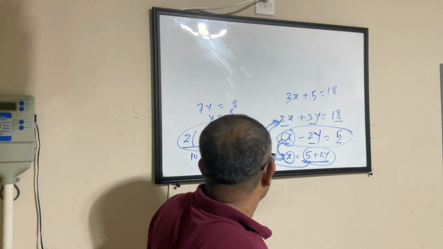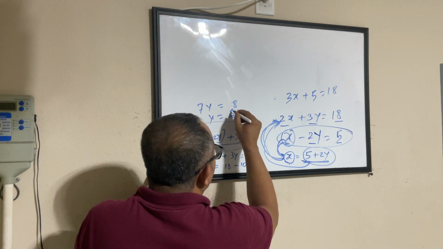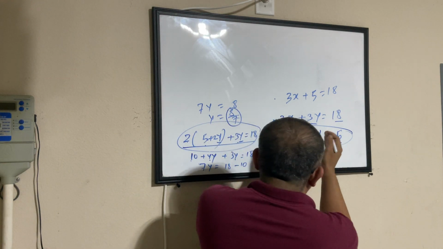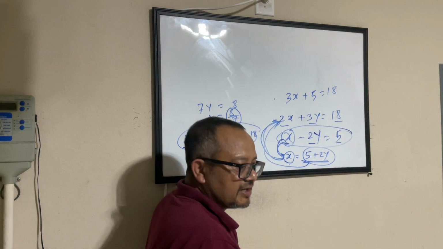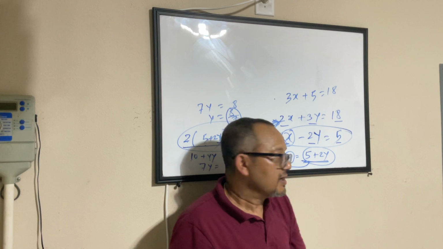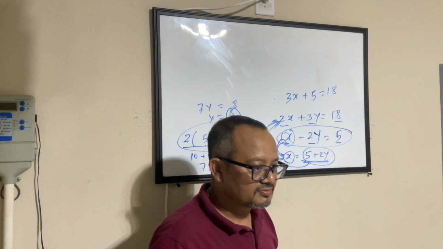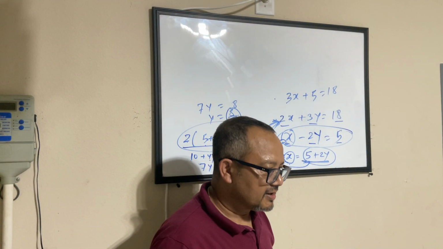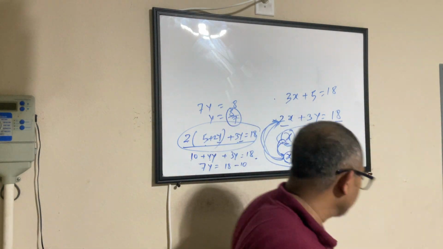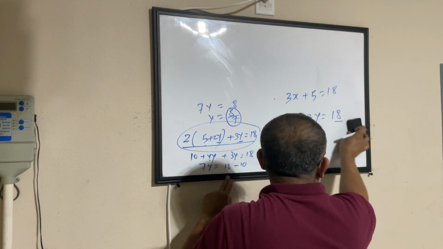Is everybody able to follow what I'm saying? Okay. So now you got the value of y, a constant value. You can put it here or you can put it here, anywhere that you are comfortable with, and then you can use that information for finding the value of x also. Clear?